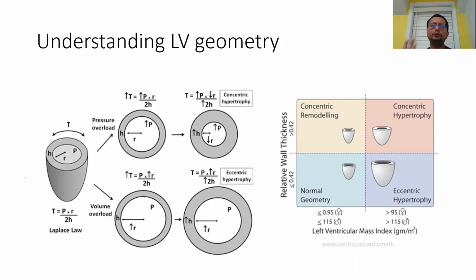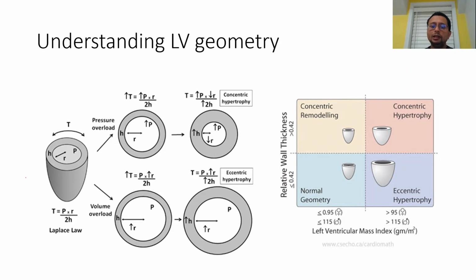Now you may ask, doctor, how do we measure left ventricular mass or left ventricular mass index? The way we measure left ventricular mass, we use MOD or 2D linear measurement. We use the cube formula, assuming that the left ventricle is shaped like a prolate ellipsoid. What is a prolate ellipsoid? It looks like a rugby or American football ball. So you use this cube formula.